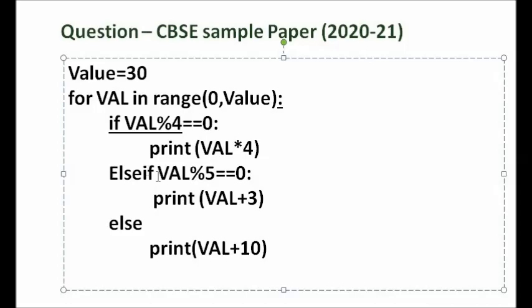Then what about this else if? In Python we have elif, isn't it? So you have to give elif here, and this also in lowercase. Elif val modulus 5 equal to 0. Then print val plus 3, no error. Then next statement, else. What is wrong with this else? Yes, you have to give colon here. Underline the correction. This one and this one also.